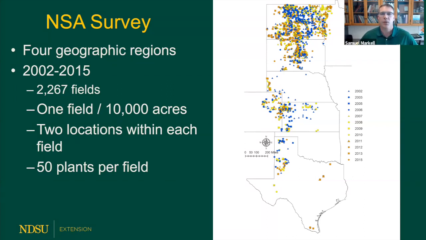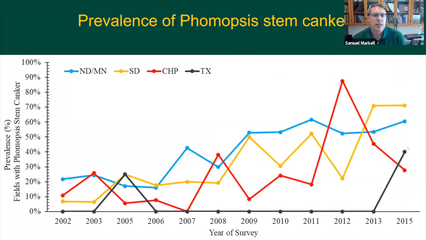In that period of time, over 2,200 fields were surveyed. We surveyed about 1 field for every 10,000 acres, 2 locations in each field, 50 plants total. So we're trying to get a good sense of what's actually happening in the fields. This is some of the analysis of that survey, and this is specifically related to prevalence of Phomopsis.